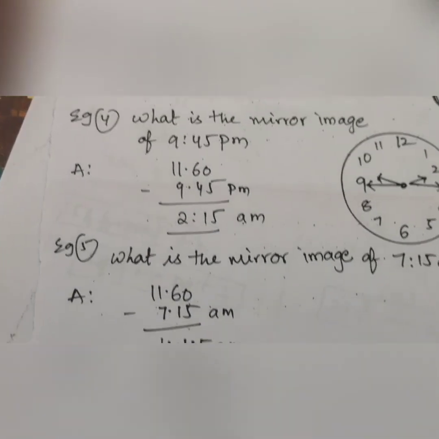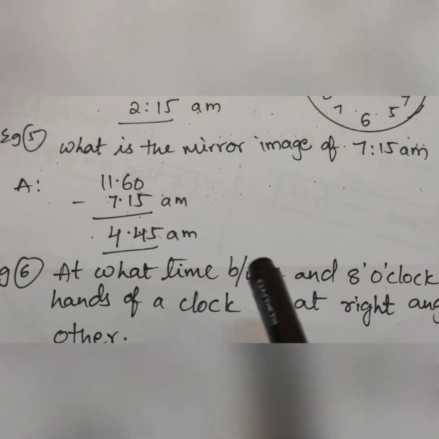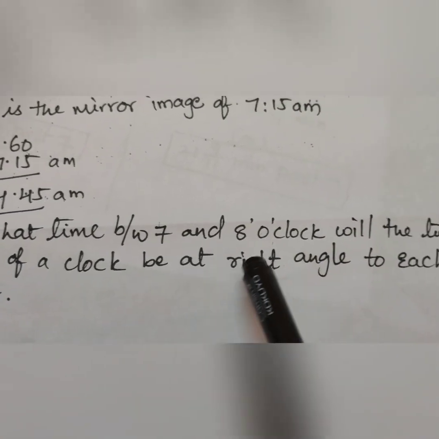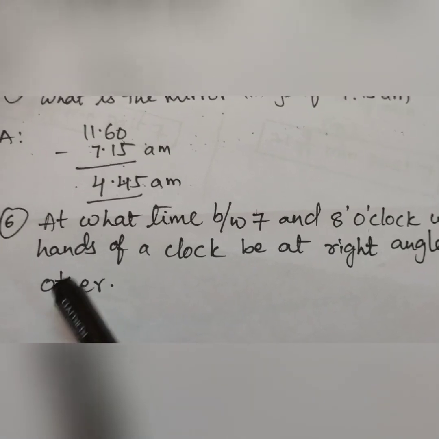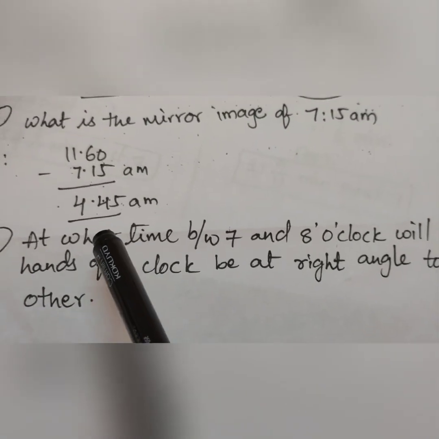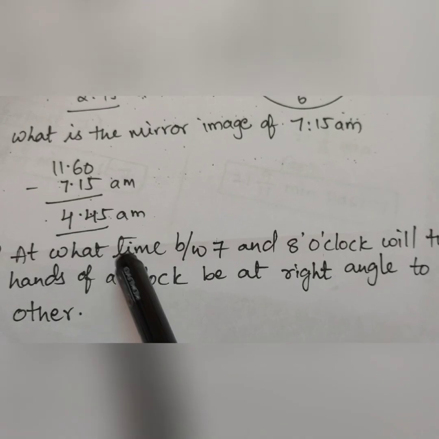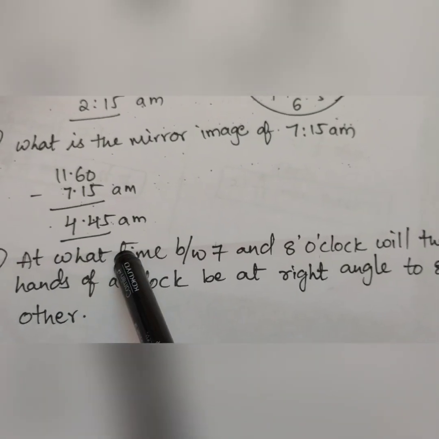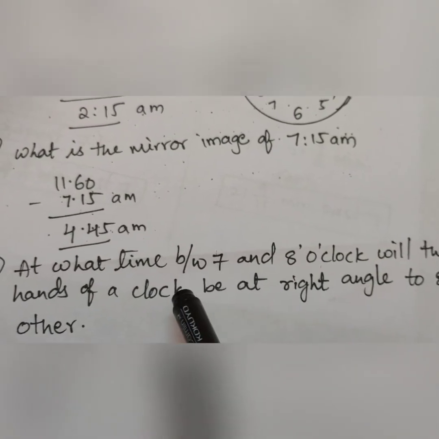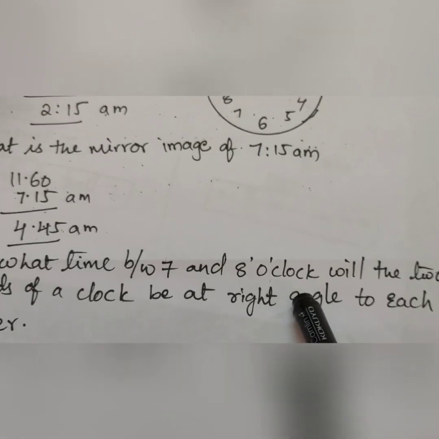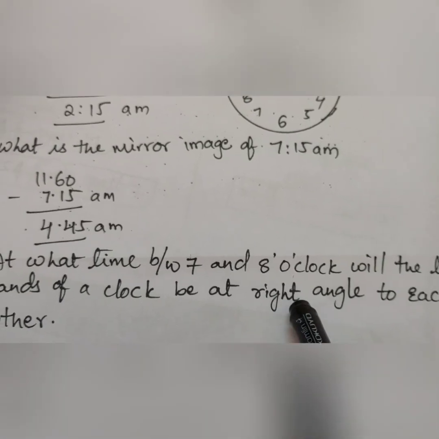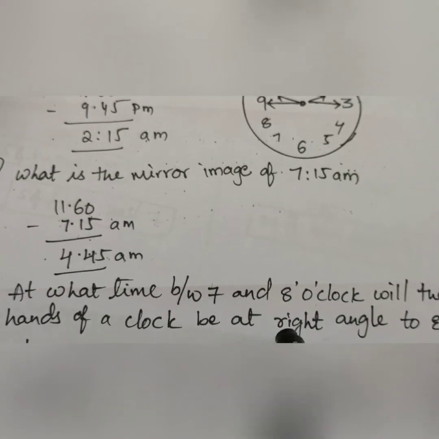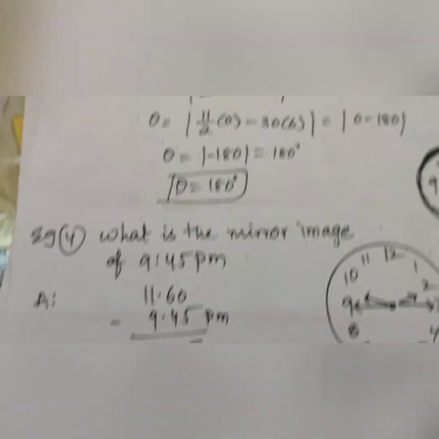And next, see the next question. At what time between 7 o'clock to 8 o'clock will the hands of a clock be at right angle to each other? So in this question also you have to make sure that what we need to find here. So we need to find time. Okay, at what time the hands of the clock make a right angle, 90 degrees. Okay, so right angle means here theta is 90 degrees. Between 7 to 8, at what time the angle is 90 degrees we need to find here.